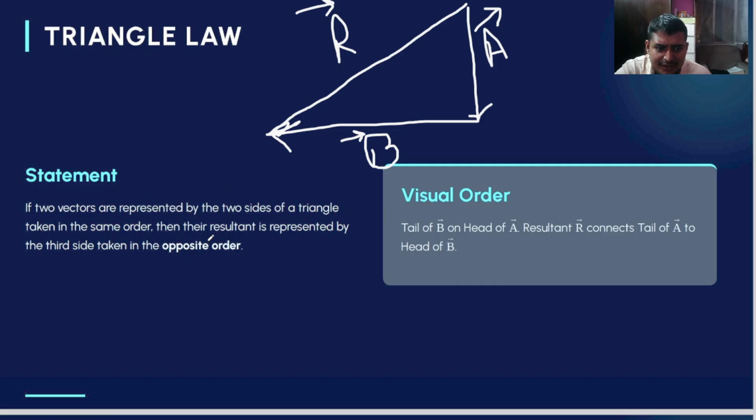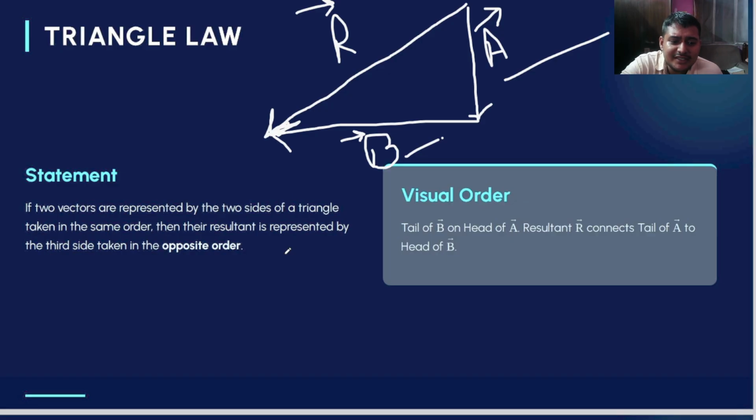So now the triangle law is saying these are representing the two sides of a triangle, this side and this side, and they are taken in the same order, but the resultant is taken in the opposite order. Here, same order means if you are seeing vector A, the head of A is lying on the tail of B, but the tail of the resultant is on the tail of A and the head of the resultant is on the head of B. So the resultant is in the opposite order, but the vectors are in the same order. Thus the resultant connects the tail of A to the head of B.